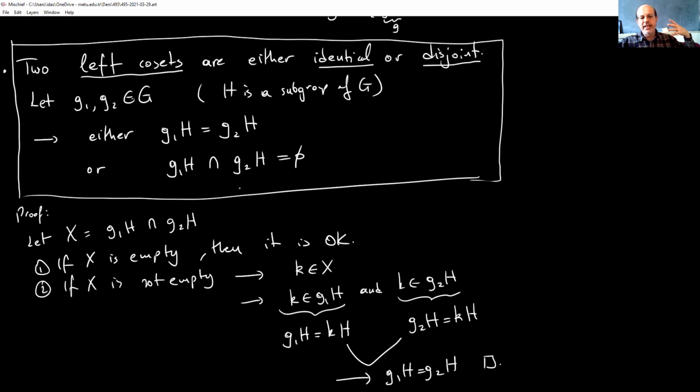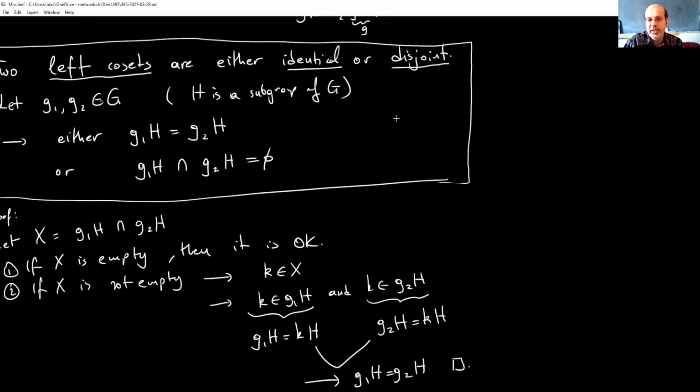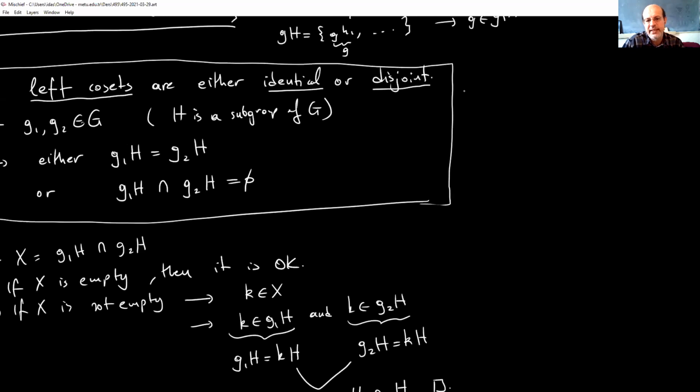It is possible that a left coset and a right coset might have some intersection which is not a coset, right? So this is true only for two left cosets, and similarly for two right cosets, right? So let me add this. So similarly for two right cosets.